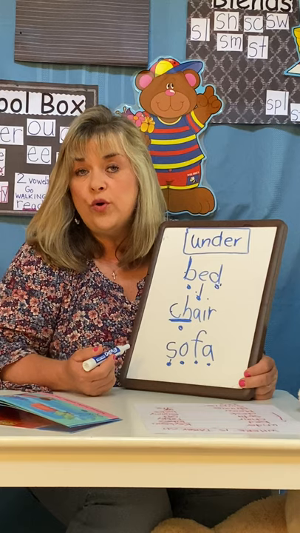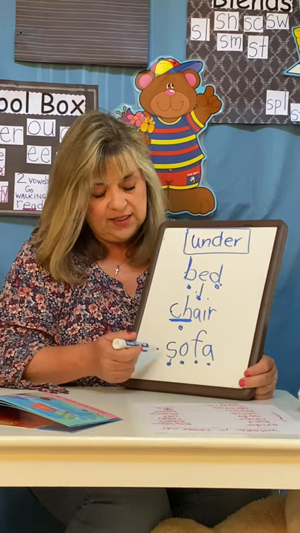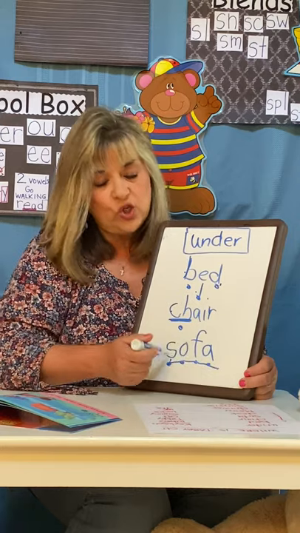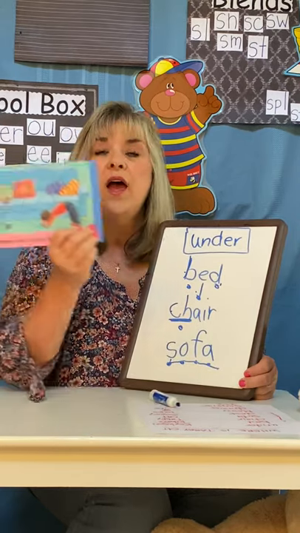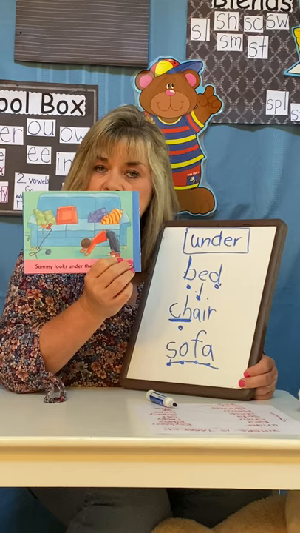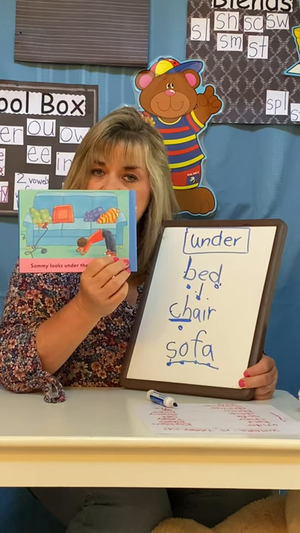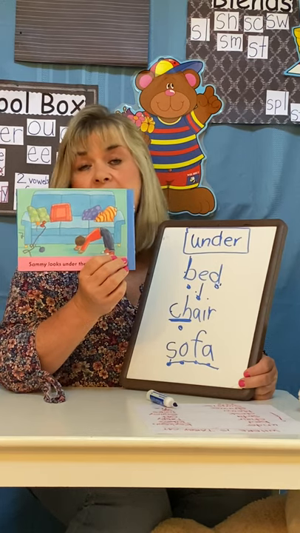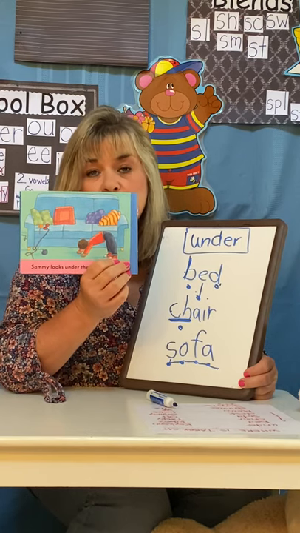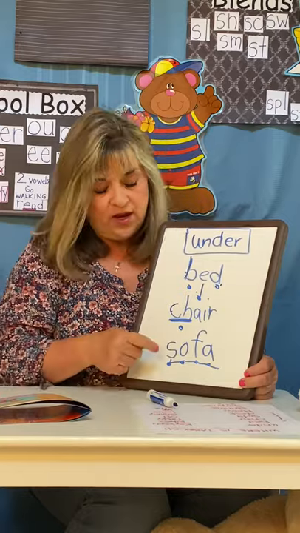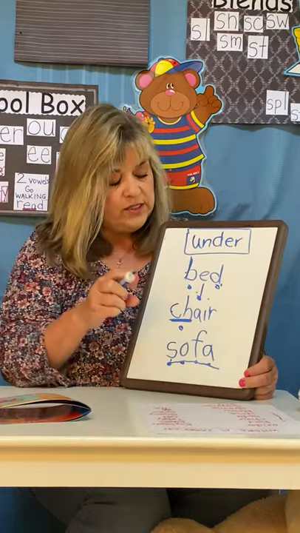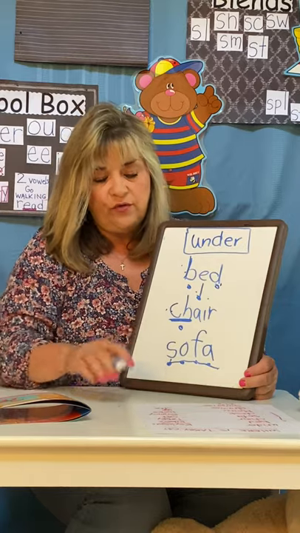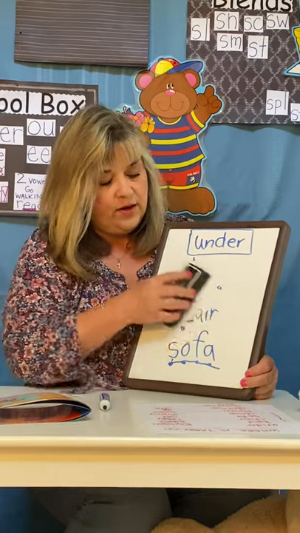So another word for a couch is a sofa. Sofa. So he's going under the sofa. So make sure when you read this book, you don't say couch, because this story does not say he's going under a couch. He's going under the sofa. So he's going under the bed, he's going under the chair, he's going under the sofa. All right, let's see what else he's going under.